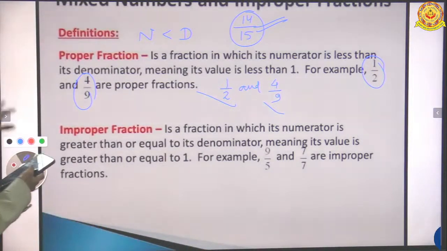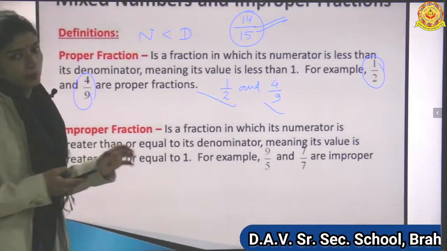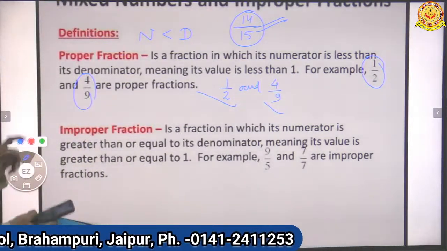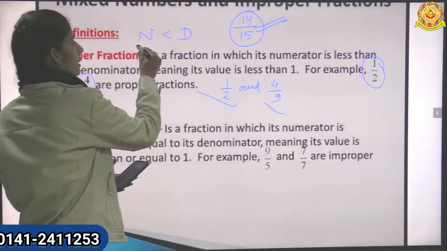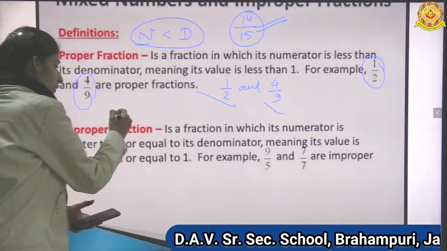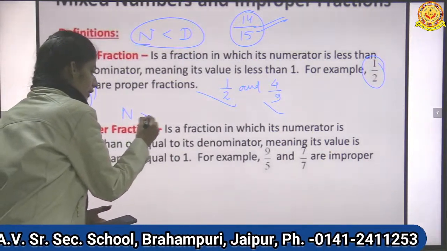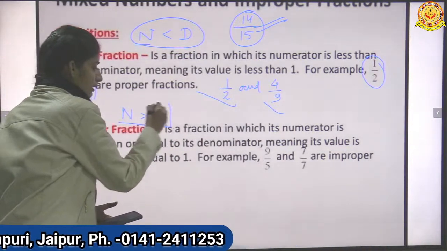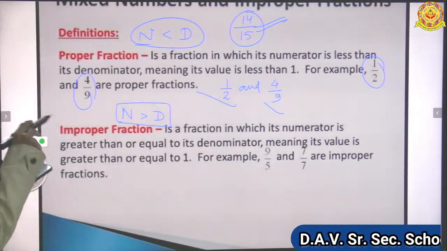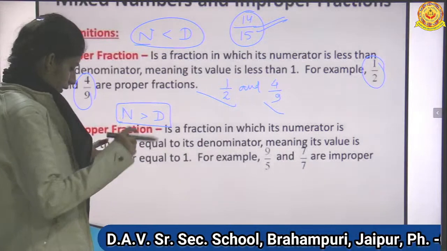Now improper is just the opposite of proper. If I am talking about proper, what do we check? That numerator should be smaller than denominator. But in improper fraction, we check that numerator will be greater than denominator, or we can say denominator will be less than numerator.